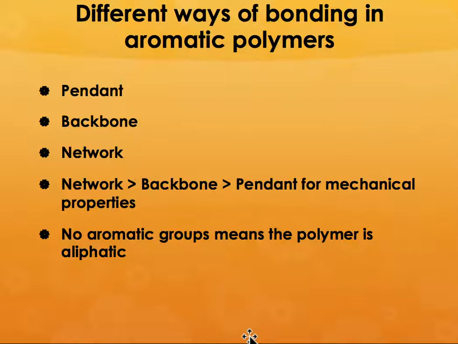So there are different ways of bonding in aromatic polymers. It can be a pendant type of bonding, or it can be a backbone type of bonding, or you can have network type of bonding. Among these, the network ones are stronger than the pendant type of materials for mechanical properties. And if there are no aromatic groups, that means the polymer is aliphatic. Now, you could have some amount of aromatic chains added to an aliphatic chain, but those are going to be pretty hard, but it can be done.